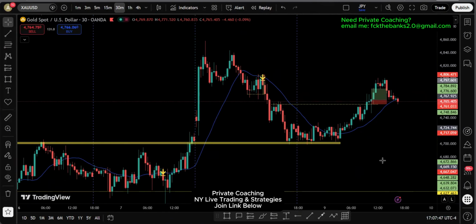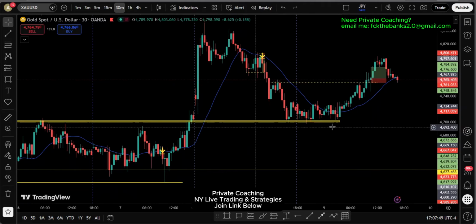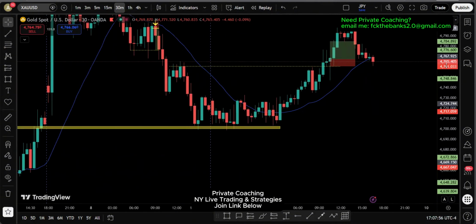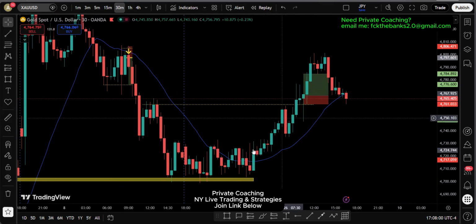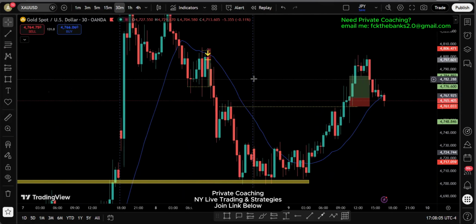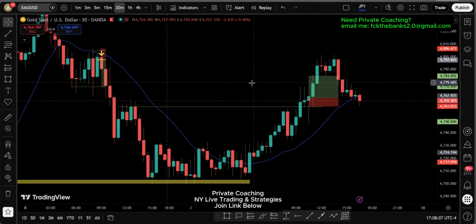You see, this was just a retest to this support. That's it, it was simply a retest. So now, guys, you can see that price was above the moving average and it's creating a swing high. What were the probabilities that price was going to continue going up?